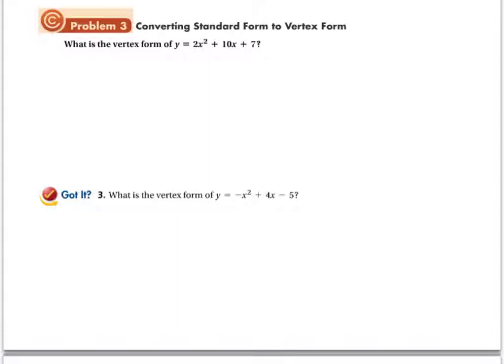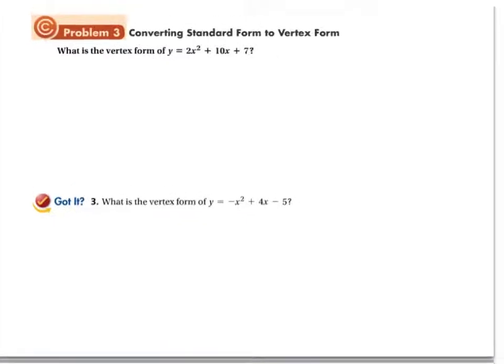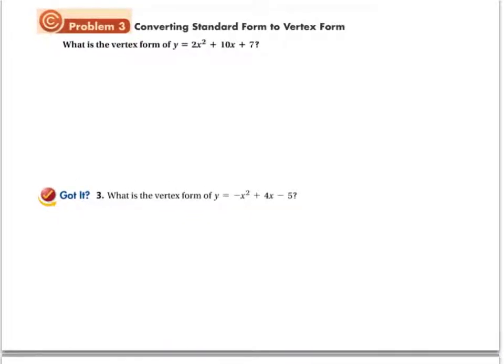So the way we want to start off going from standard form to vertex form is just by identifying A, B, and C. A is the number in front of x squared. B is the number in front of x. C is the constant value. It's the number by itself.